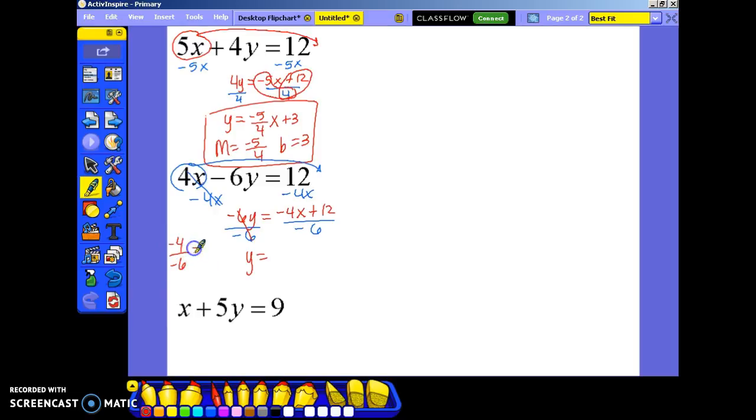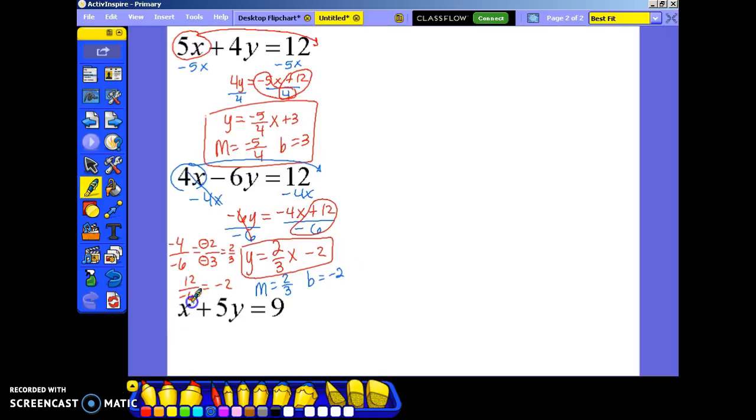Negative 4 divided by negative 6 will not give me a whole number, but 2 will go into both of those. Negative 4 divided by 2 is negative 2. Negative 6 divided by 2 is negative 3. A negative divided by a negative is a positive. So that's y equals 2/3 x. Then I have 12 divided by negative 6, which gives me -2. So you should have that your slope is 2/3 and your y-intercept is -2.